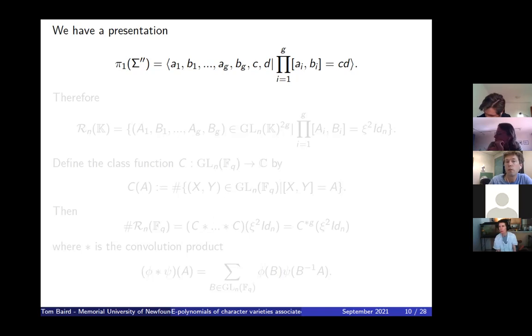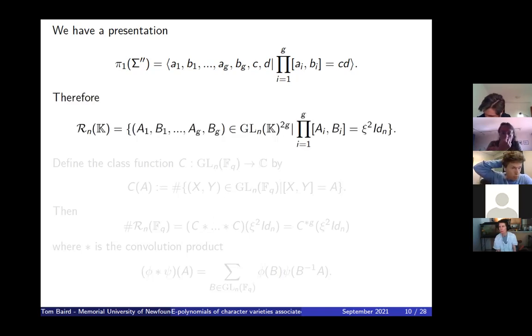Okay. So given that presentation, we get a presentation for the representation variety. You have two g tuples of matrices in GL_N such that the product of commutators equals c squared times the identity, because each of these are required to go to c times the identity. So you just get c squared times the identity. And this is now a primitive nth root of unity rather than a 2nth root of unity because I've squared it. Okay, so we want to count solutions to this equation over a finite field.